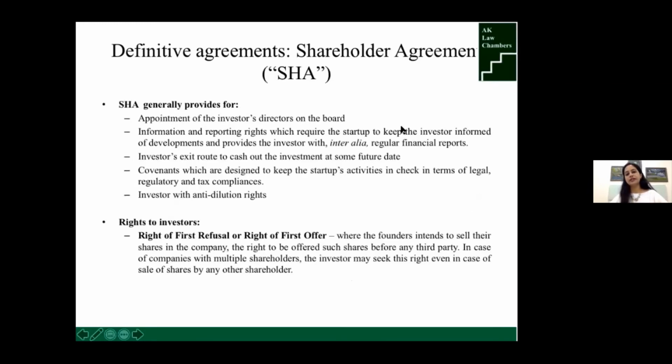Then the other definitive agreement is the shareholders agreement. This comprises, like I told you, all the clauses in your founder agreement. But the shareholders agreement has investor protections in place. Typically, an investor will want an affirmative voting right. Certain decisions cannot be taken without the investor being present at that meeting.